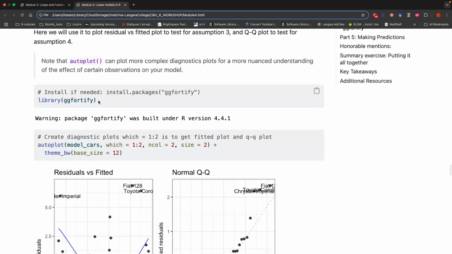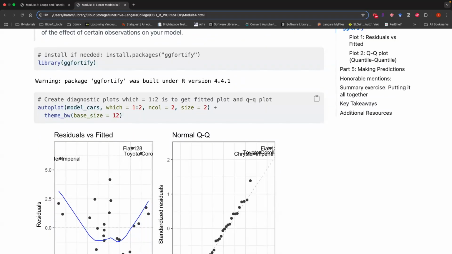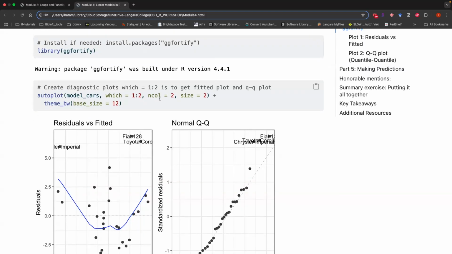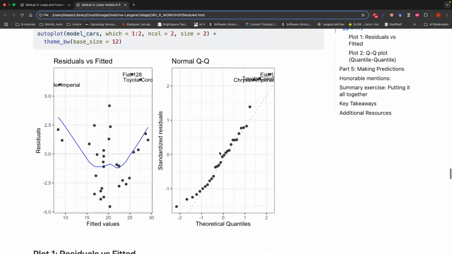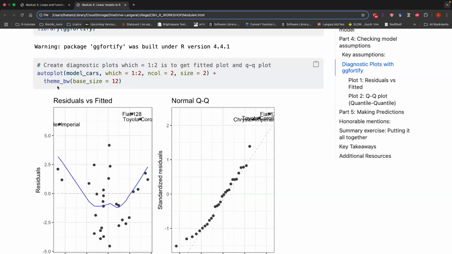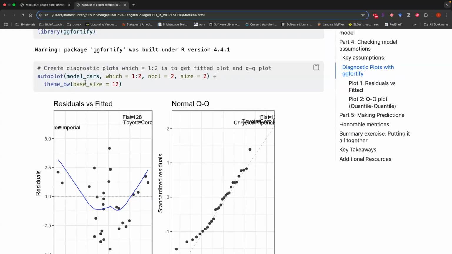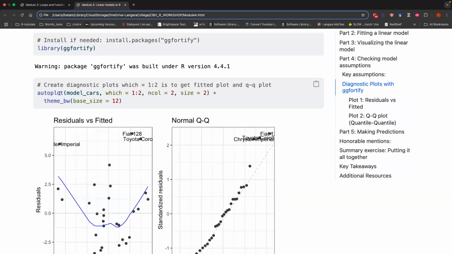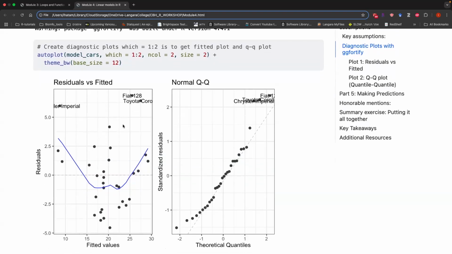So we load our library, ggfortify, and we'll just do autoplot of our model. Which plots do we want? We only want plot number 1 and 2. Basically, 1 and 2 tells it to just do the residuals versus fitted and the QQ plot. Number of columns, we want 2 columns, instead of having them stacked on top of each other, side by side. And size equals 2, that's the size of the dots. And as you can see, theme black and white, just like ggplot. Autoplot, we do it. That's what we're looking at.